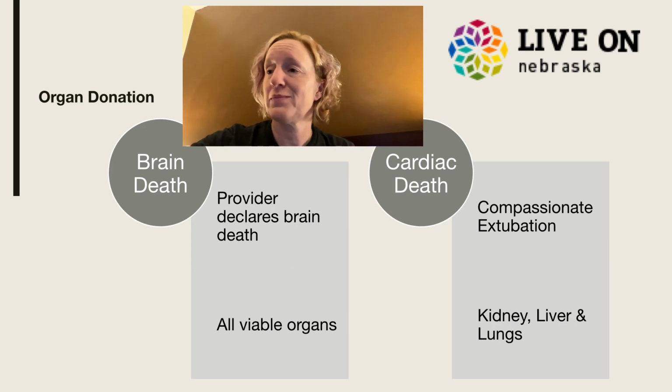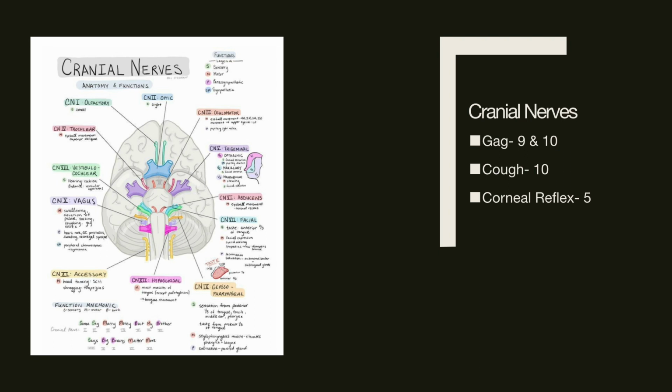So I just want to talk real quick about cranial nerves. This is why cranial nerves are important as we work with declaring a client or patient brain dead. Those cranial nerves are what we watch. So the gag, cough, and corneal reflex, where we touch the eye and the person either blinks or they move away from that, is the corneal reflex. Those are cranial nerves 9, 10, and 5. But those are the things that we're going to look at.